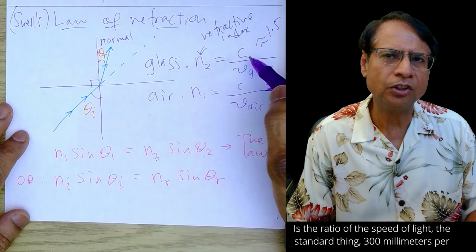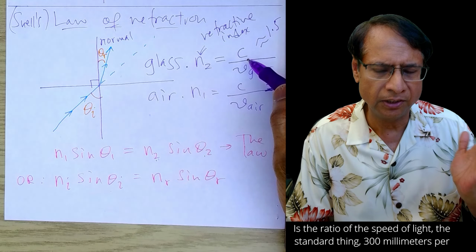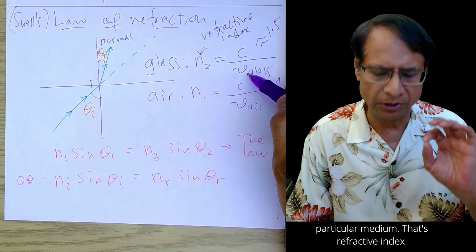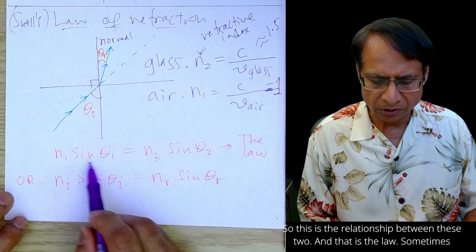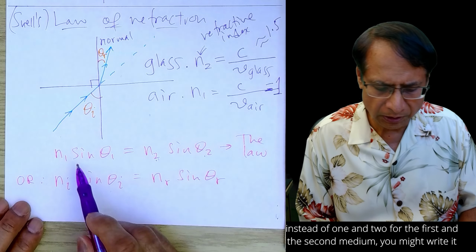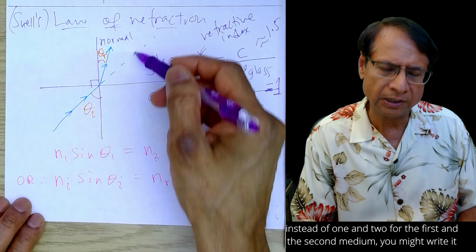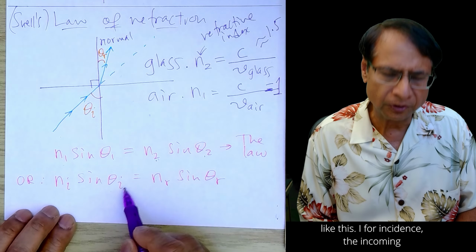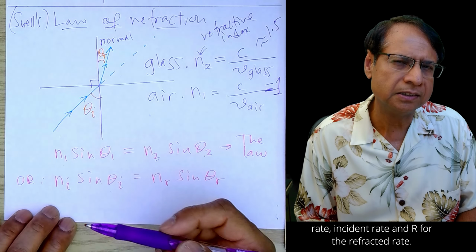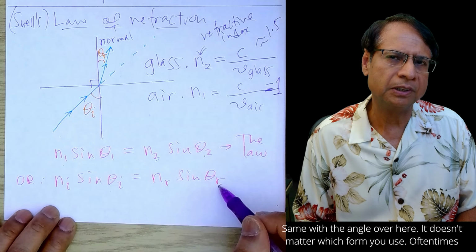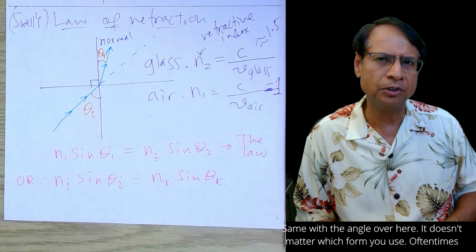Is the ratio of the speed of light, the standard 300 million meters per second, divided by the actual speed in that particular medium. That's the refractive index. So this is the relationship between these two, and that is the law. Sometimes instead of 1 and 2 for the first and the second medium, you might write it like this: I for incidence, the incoming ray, incident ray, and R for the refracted ray. Same with the angle over here. It doesn't matter which form you use.